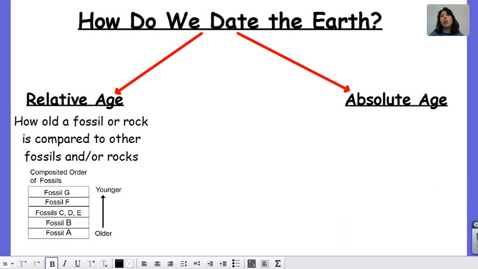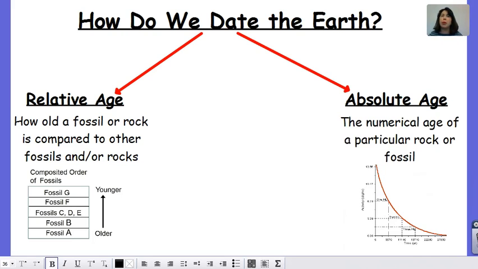Likewise, now, one of the newer techniques that have come about is using absolute age dating techniques. And here we're able to come up with a numerical age of a particular rock, fossil, or event.